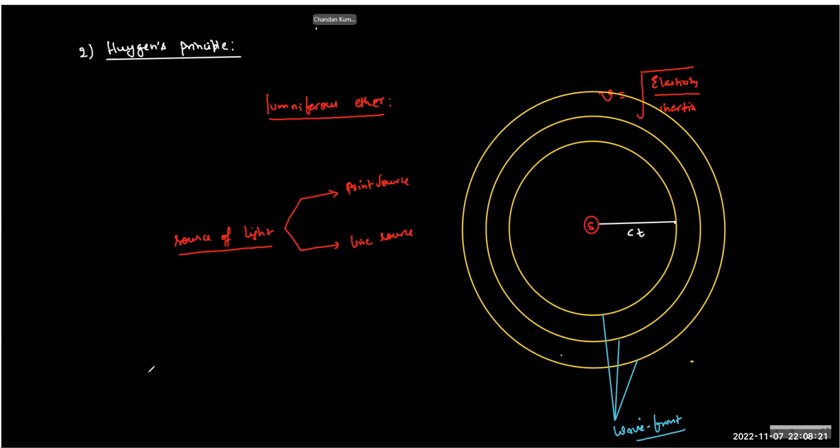So the idea of Huygens principle is that we need to learn something called the wavefront. And what we say is that it is the locus of points at which waves oscillate in the same phase.